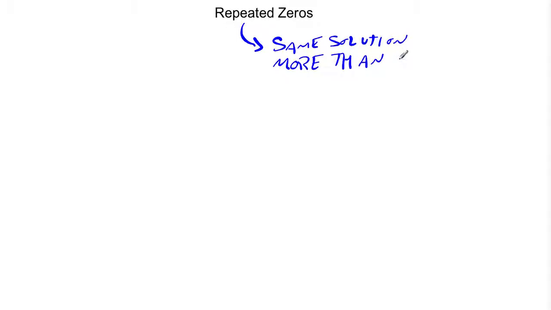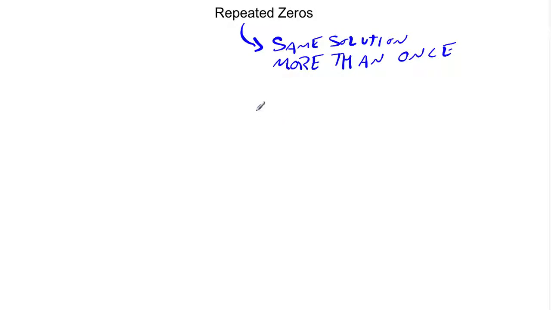One important concept is a repeated zero. And a repeated zero is when we get the same solution twice. So same solution more than once, actually. We can have it more times.